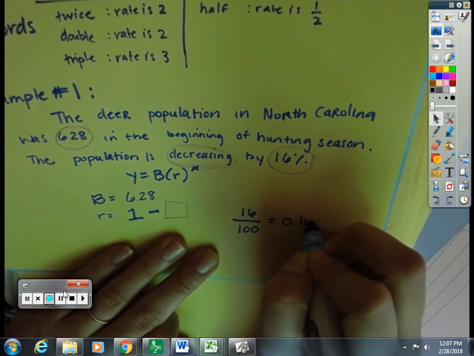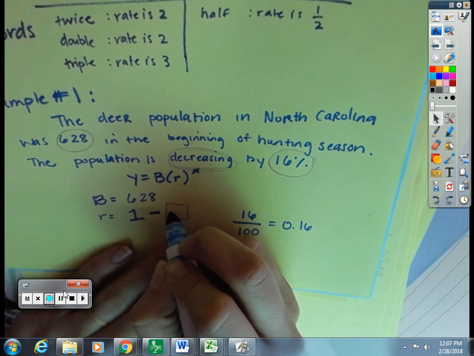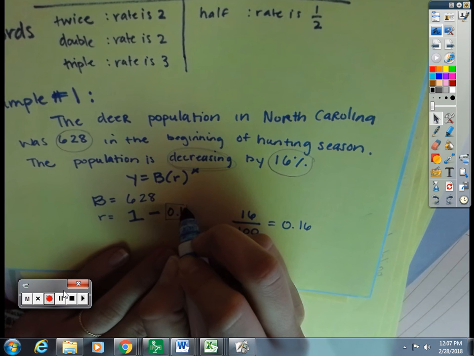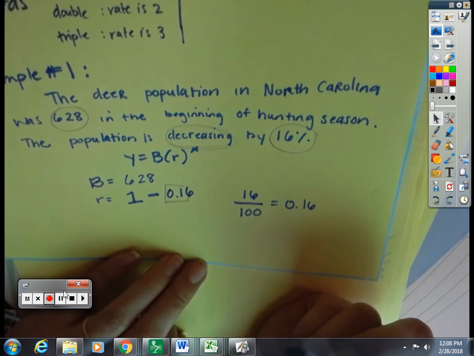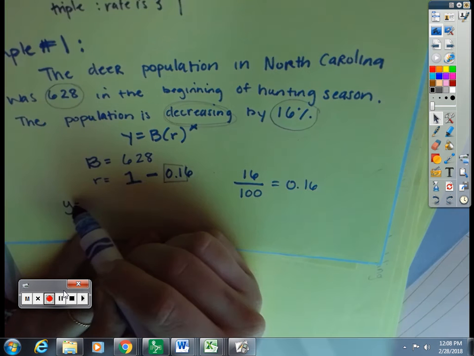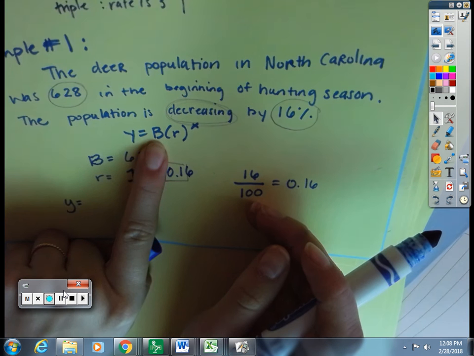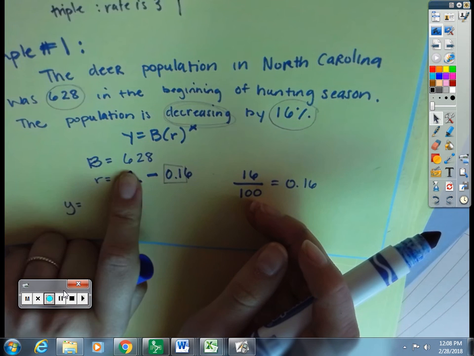0.16. So my rate is 1 minus 0.16. Alright, so here is my equation now. Y equals my beginning. My beginning is 628.